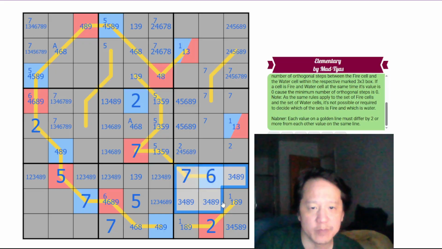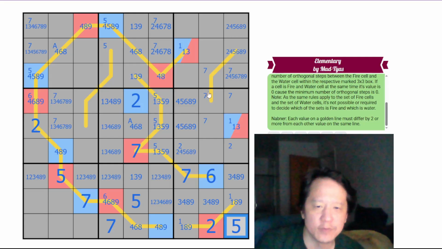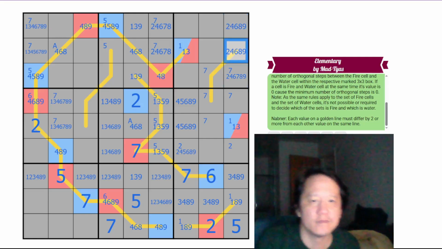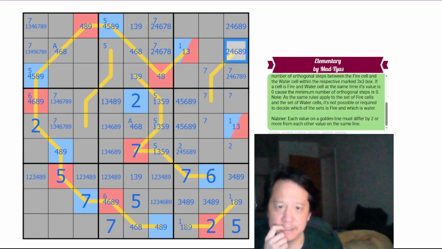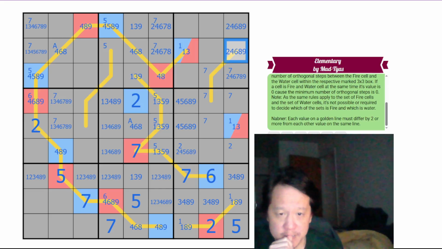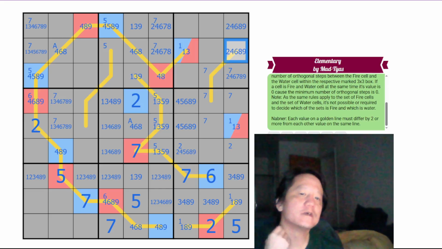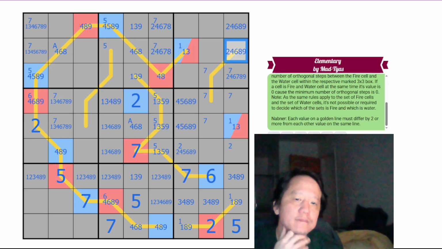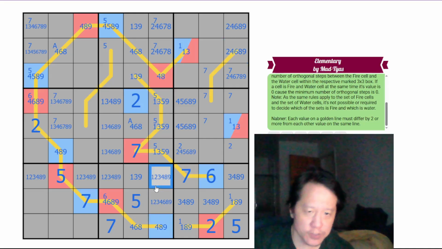5 also eliminates possibilities for 5 here. Where's the 5 in box 9? It has to be here. That eliminates 5 in the rest of the column. So this can't be 5. That's helpful. So we have 2 even digits here. This is 1. And the last one has to be one of these 2.